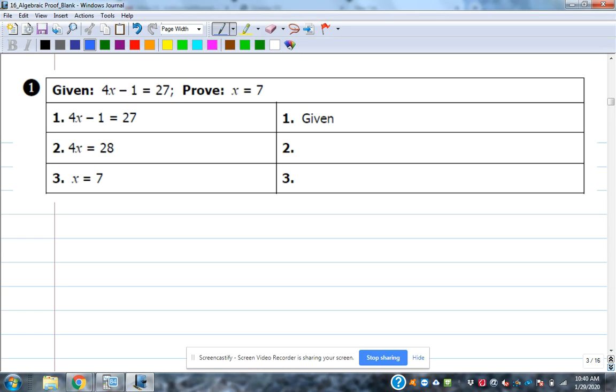And then how did they get from step 1 to step 2? What was the math that happened? They added 1 to both sides, right? So what property is that? Yeah, the addition property, and we'll do of equality in parentheses. I'm not going to require you to write of equality on every one of these.